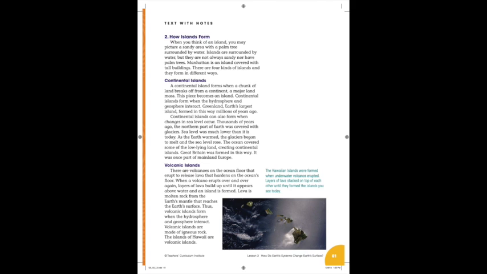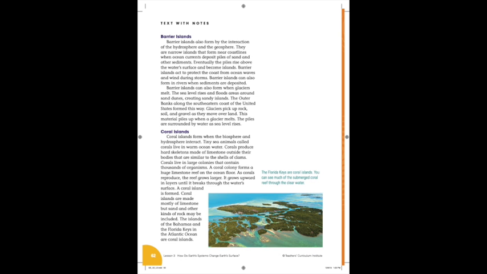All right, now we're on page 62, and we're on the third kind of island, and that's called barrier islands. Barrier islands also form by the interaction of the hydrosphere and geosphere. They are narrow islands that form near coastlines when ocean currents deposit piles of sand and other sediments. Eventually, the piles rise above the water's surface and become islands. Barrier islands act to protect the coast from ocean waves and wind during storms.